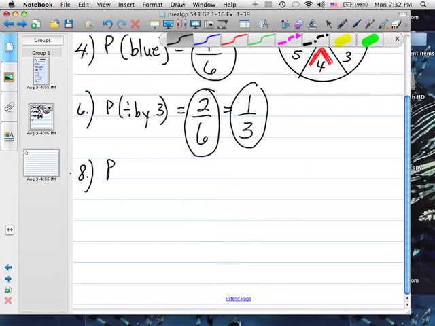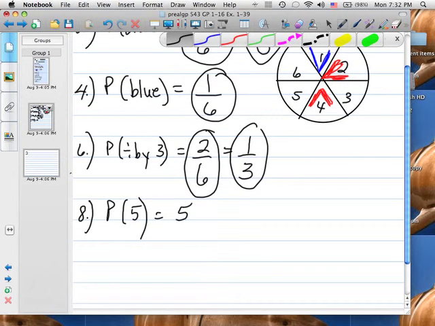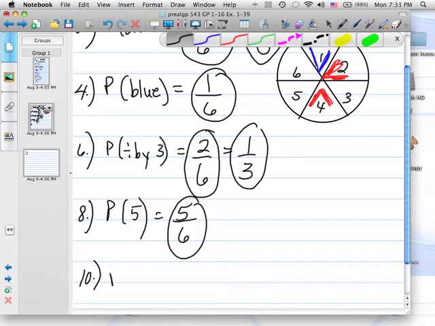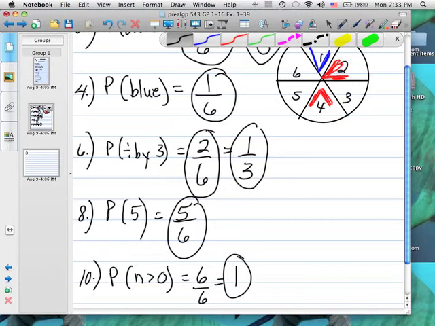Number 8, the probability of getting a 5. Well, looking at the spinner, there's only 1 way to get a 5 out of 6 possibilities. And number 10, the probability of the spinner landing on a number greater than 0. Well, all the numbers are bigger than 0, so that's 6 out of 6, which is certain to happen. That's what we call probability of 1.